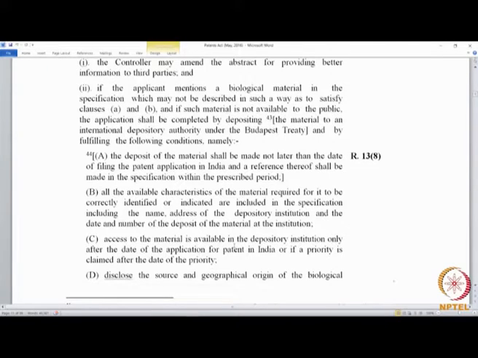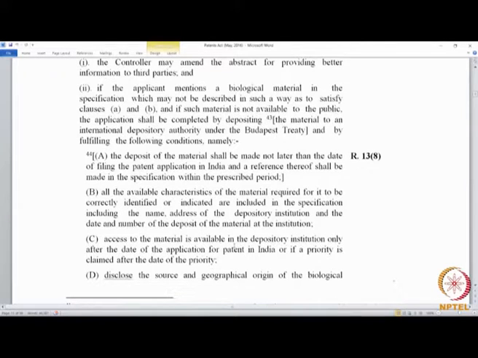Now, in the complete specification, where an applicant mentions a biological material, and if the biological material is not described in a satisfactory manner, and if such material is not available to the public, then the applicant shall deposit the material to an international depository authority under the Budapest Treaty. Now, this is a requirement which steps in only in the case of biological material that is used.